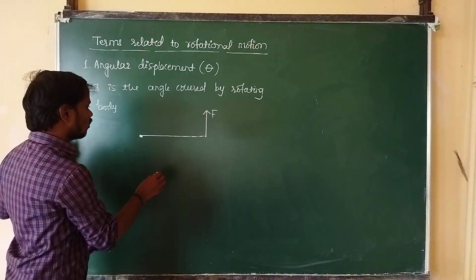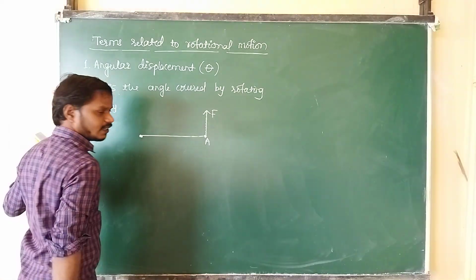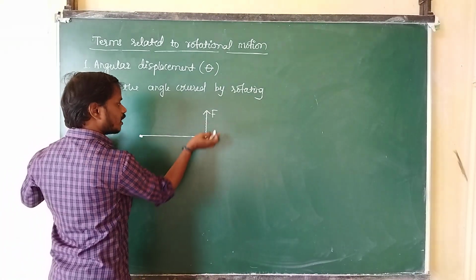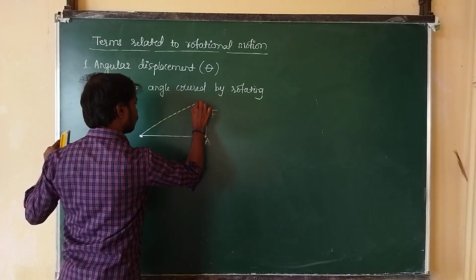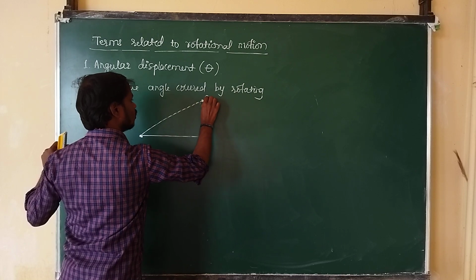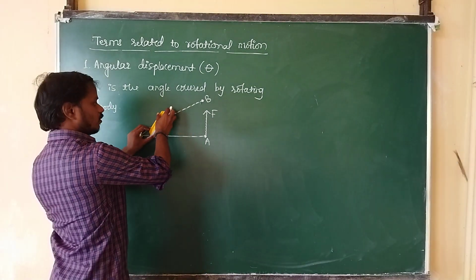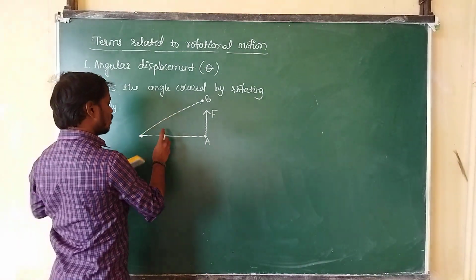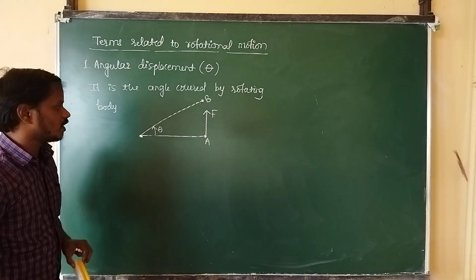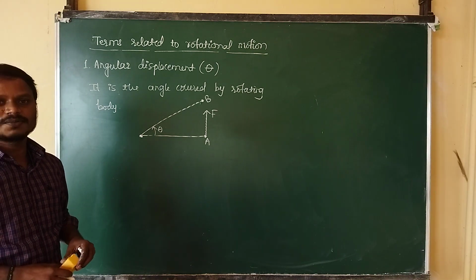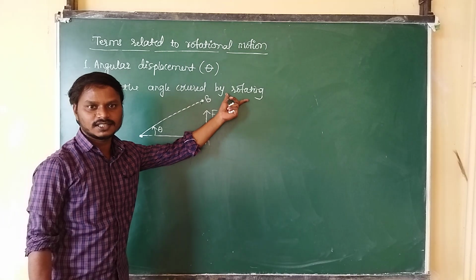Now I will take the position of the free end of the body as A. Now we are going to rotate the body. At what position is the body now? The body is at position B now. The angle covered by the rotating body is called angular displacement. Then what do you mean by angular displacement? Angular displacement is nothing but the angle covered by the rotating body.